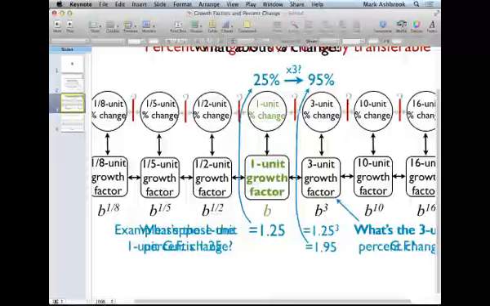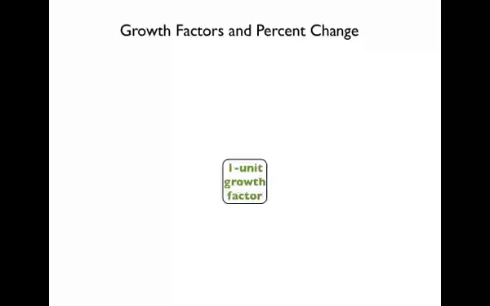I want to talk about especially percent change here. So growth factors and percent change. So what's the center of it all? The 1 unit growth factor, and from our formula, that was B. Okay? So B was our main symbol for the 1 unit growth factor.